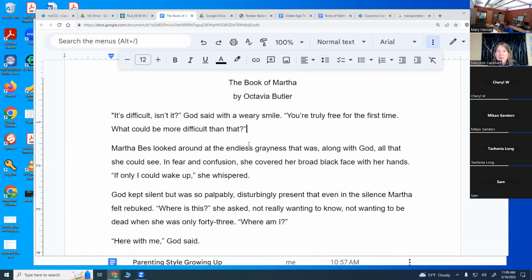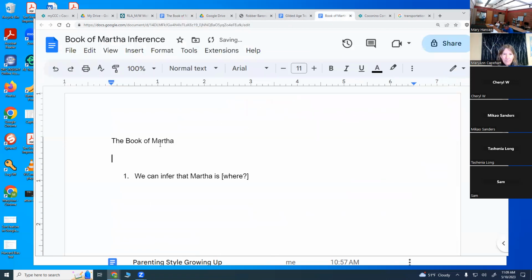Okay, so what we're going to do, this is called the Book of Martha. You're already like, that kind of sounds familiar. The Book of... I'm going to go in here. There's the Book of Martha, and then we're going to start reading. But does the Book of Martha remind you of anything? I don't know if we have any churchgoers here.